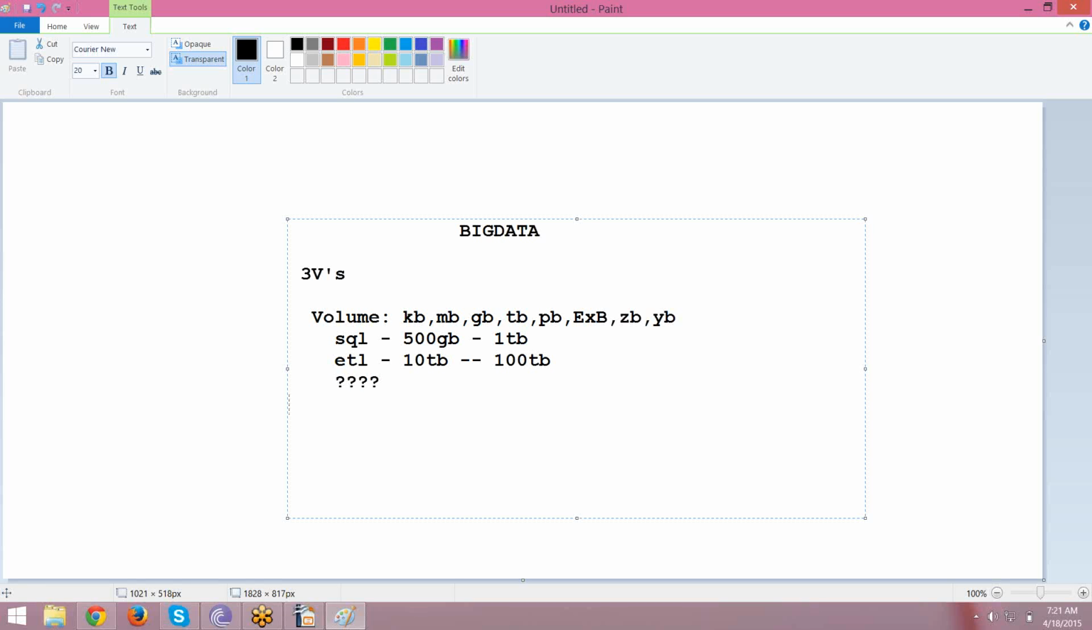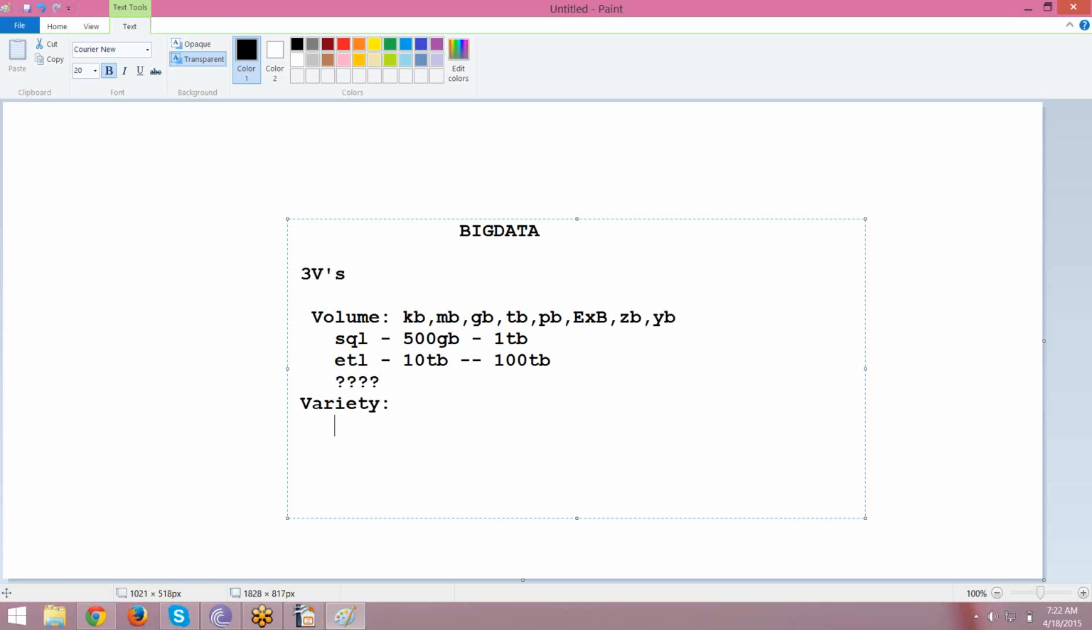So this is the volume. Right now we are facing the problem of storing data in terabytes, and some companies are facing that problem with petabytes. This is one challenge in the industry right now, that is volume. And the next one is the variety of data.